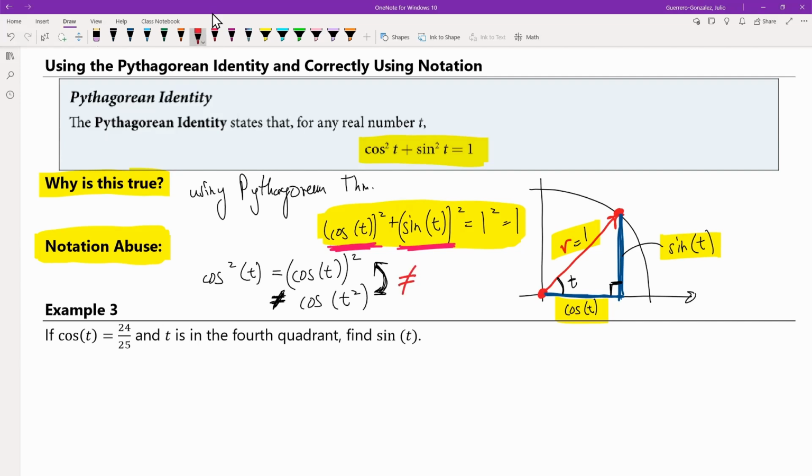So start getting comfortable with this particular notation right here. Whenever you see cosine squared, or for that matter, cosine of any power, so if you see this, I'm going to write it over here actually.